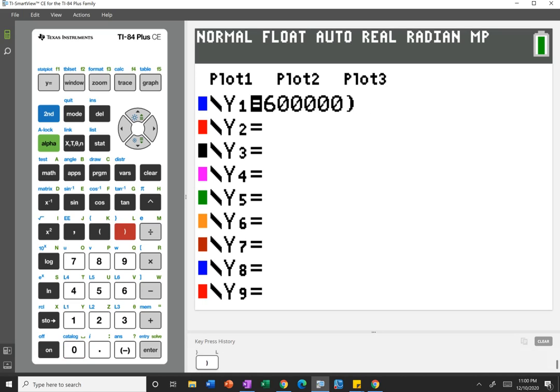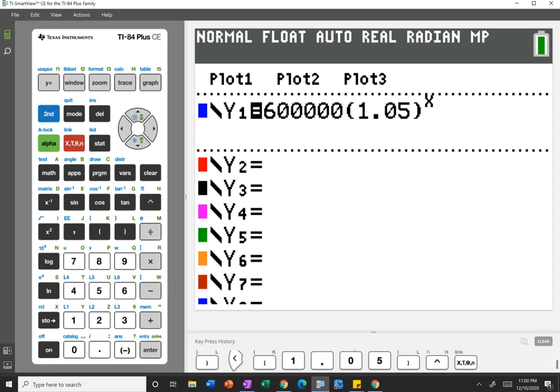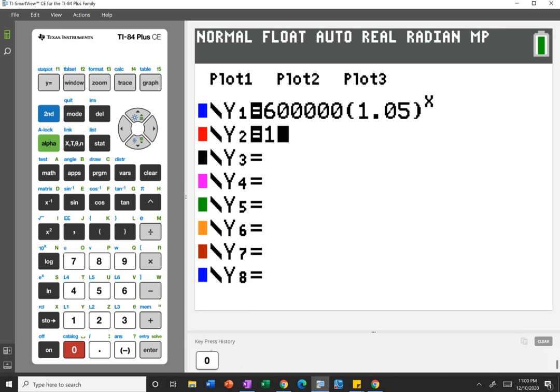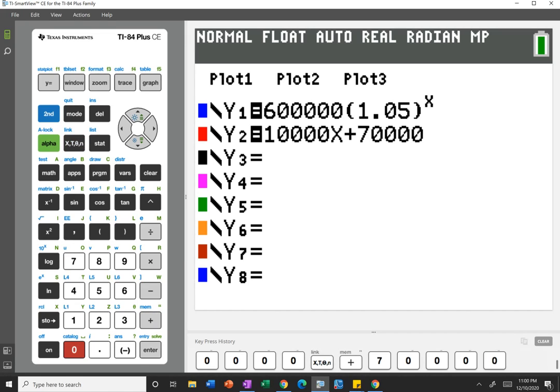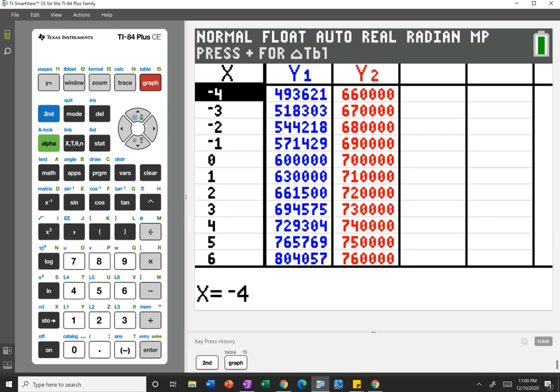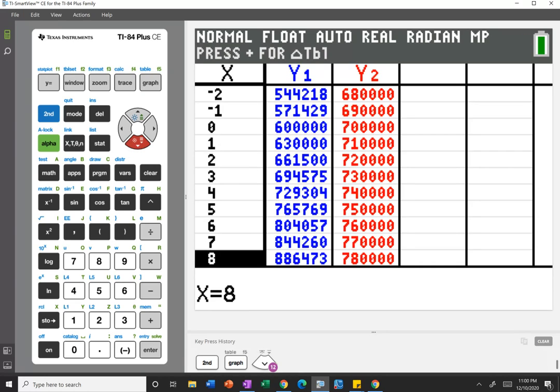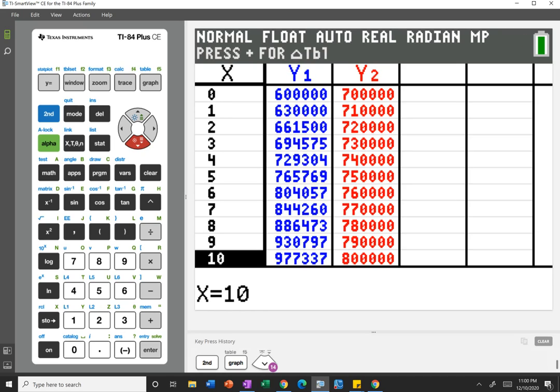600,000 times 1.05 raised to the x, 'cause I don't have a t. And then I have 10,000, 1, 2, 3, x plus 700,000. And if I go to my second table, I'll be able to see, I don't need negative numbers here, how many people are in Oz and how much food I have.